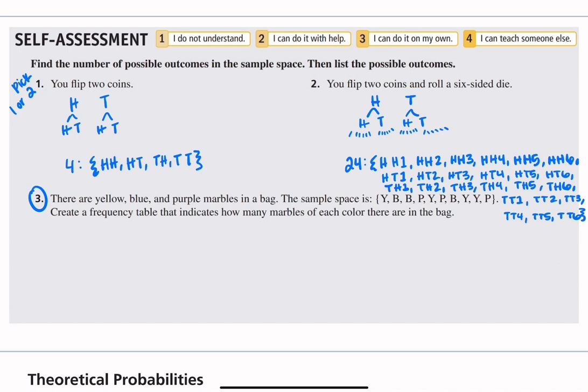Okay, everyone did number 3. So we're making a frequency table. In our frequency table, I've got my marbles, and I've got the frequency in which they occur in the bag. So I've got yellow, blue, and purple.